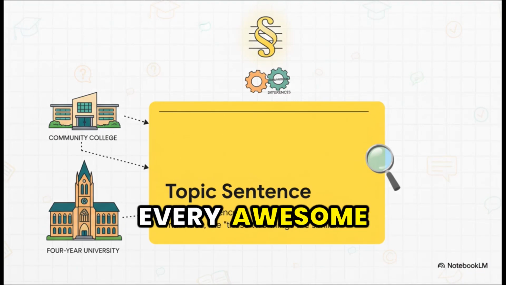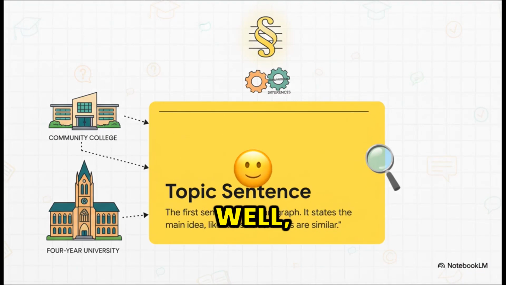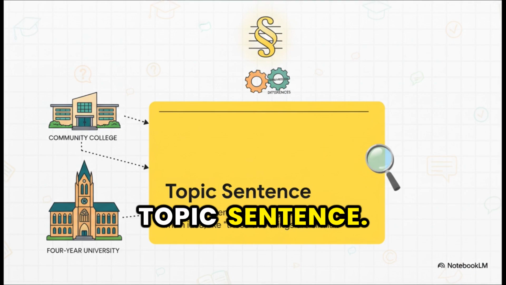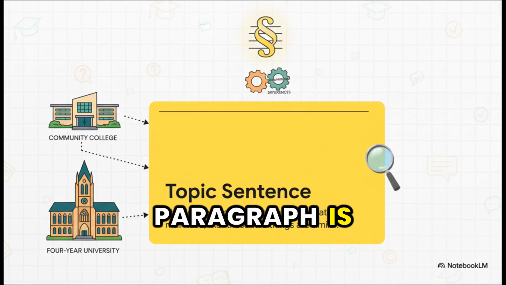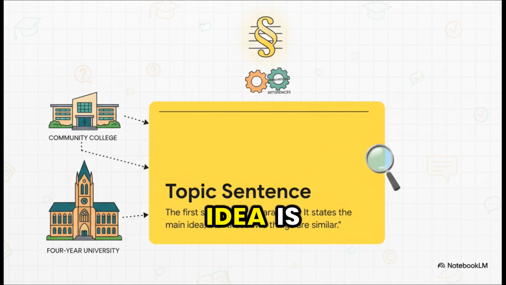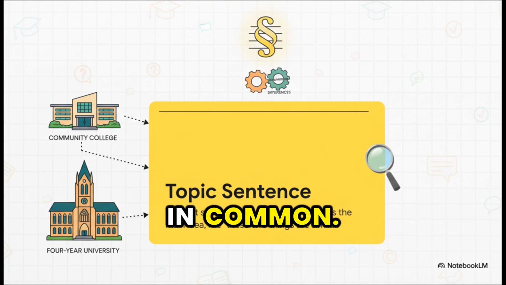All right, every awesome paragraph needs a leader, right? Well, that's the topic sentence. It's always the first sentence, and its one and only job is to tell the reader what the rest of the paragraph is going to be about. For this one, our main idea is super straightforward. These 2 types of colleges have some stuff in common.